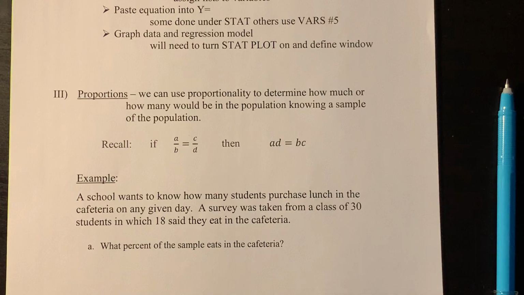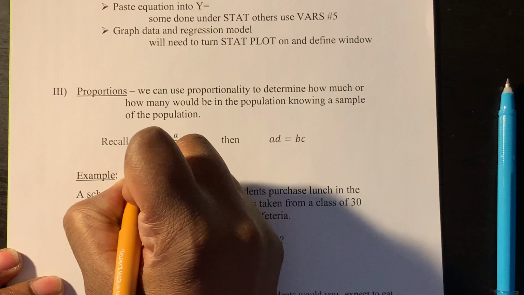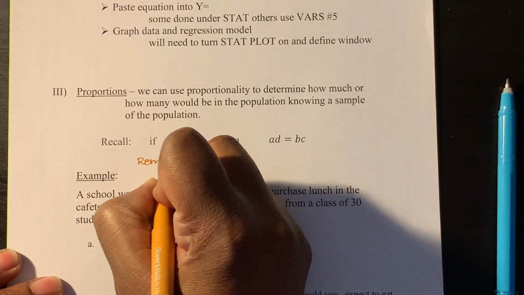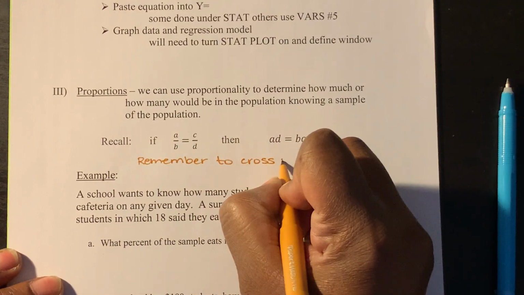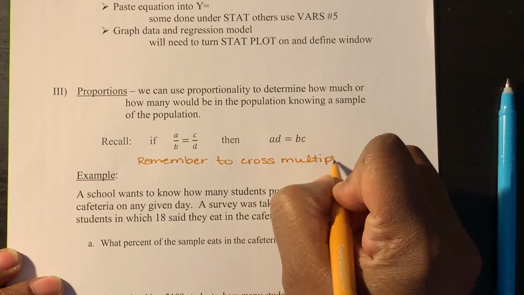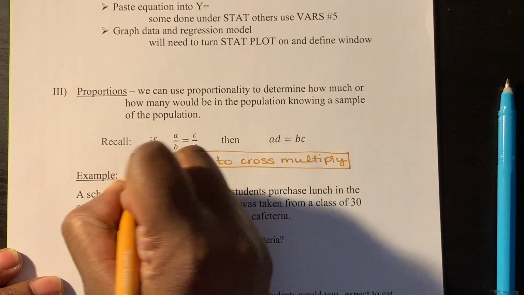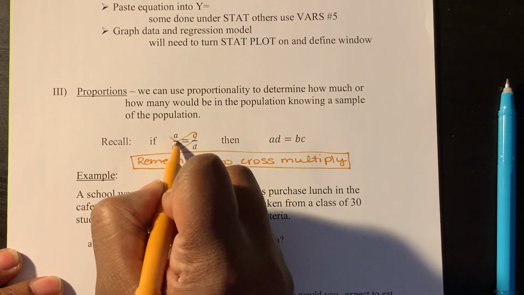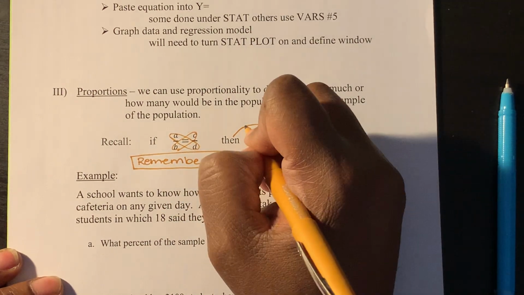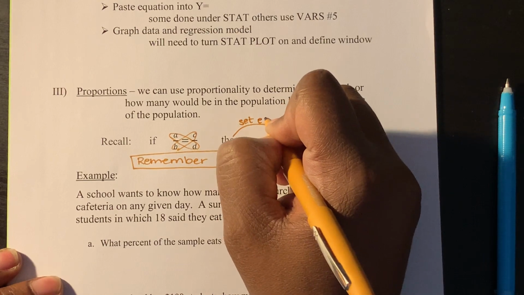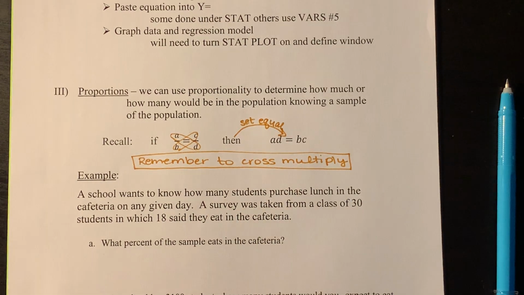So the first thing that we want to remember to do is to cross multiply when we are using proportions. That means we're going to do B times C and A times D. Then we are going to set them equal to each other. So these are the things that we want to make sure that we remember.